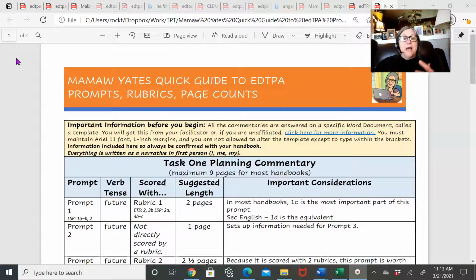Now, a lot of times I get some questions that have to do a lot with the structure of things and how to plan accordingly.